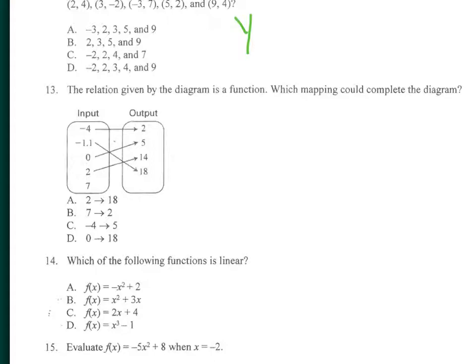Would it be B, 7 going to 2? C, -4 going to 5? Or D, 0 going into 18? Which of those would make it right? Remember, one input can only have one output.